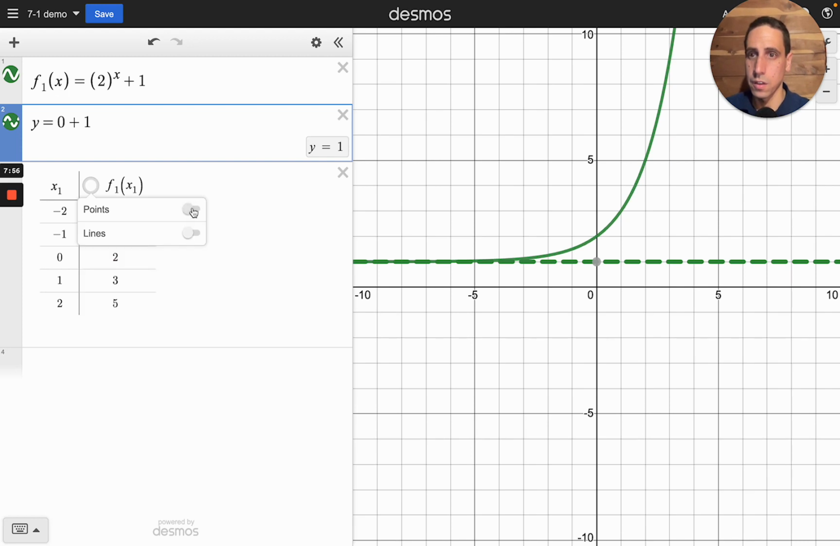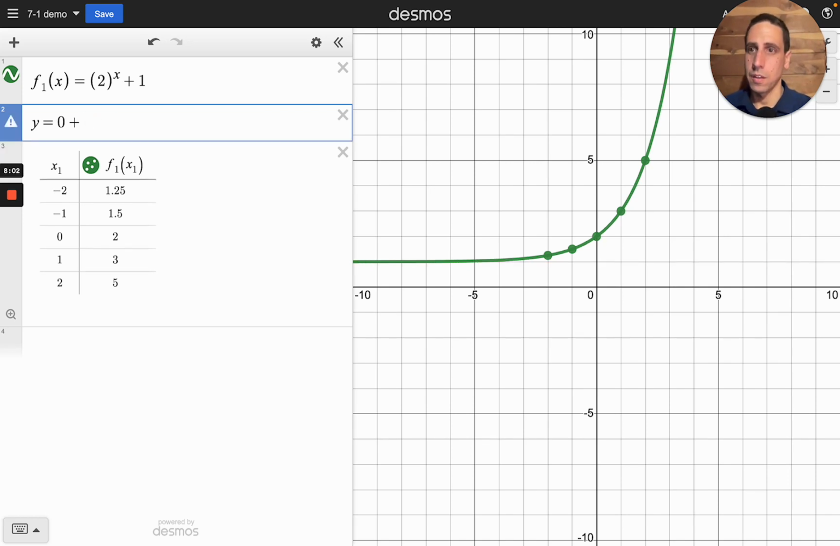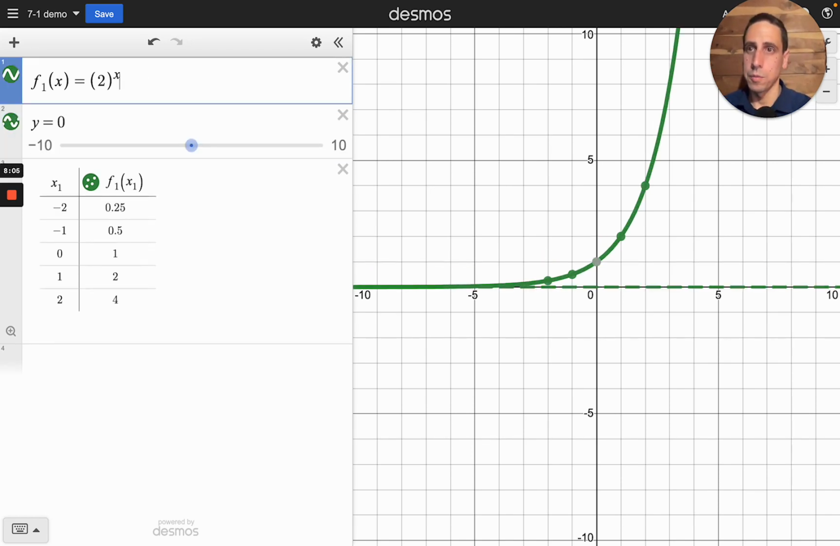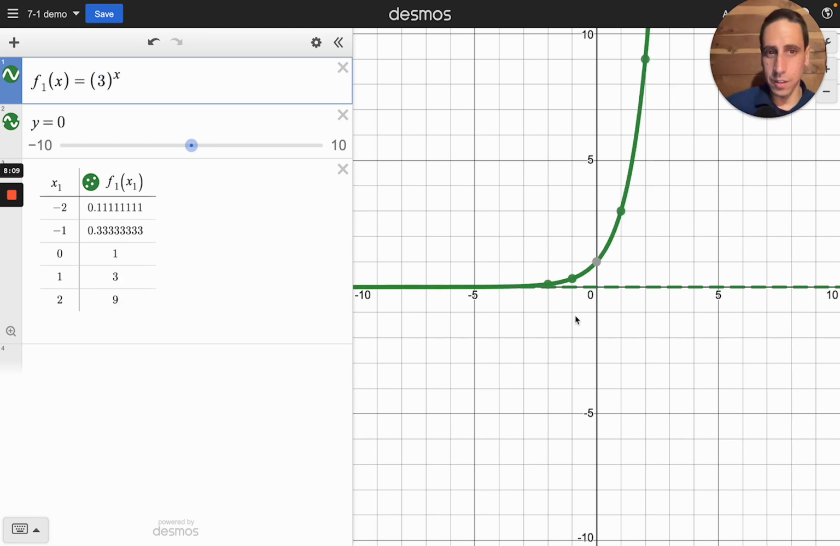We'll bring that back down here to 0. Put it back as just 3 to the x. You can see it's a lot steeper. It goes not 1, 2, 4, but 1, 3, 9. So all these points are going to be higher, and all these points are going to be lower.